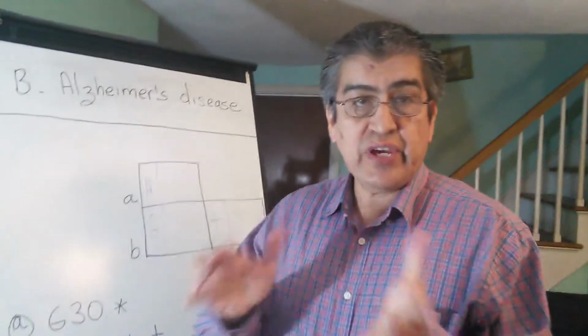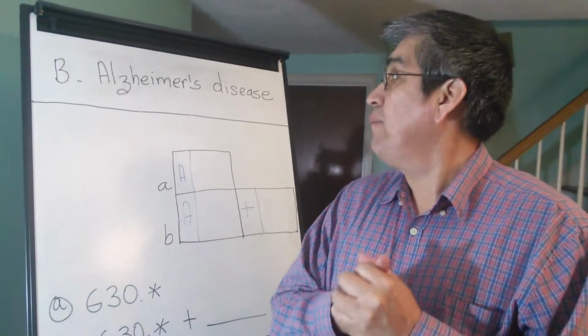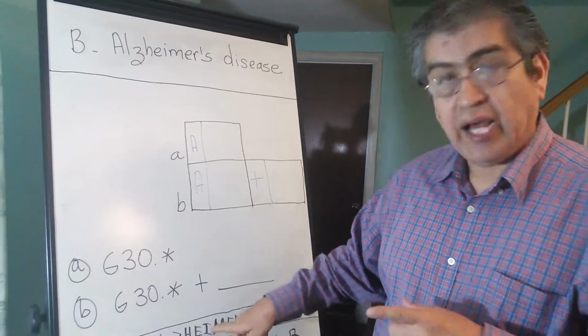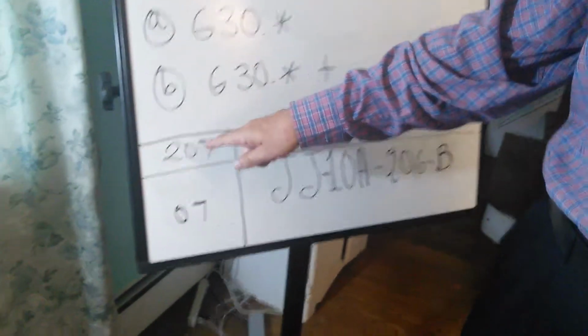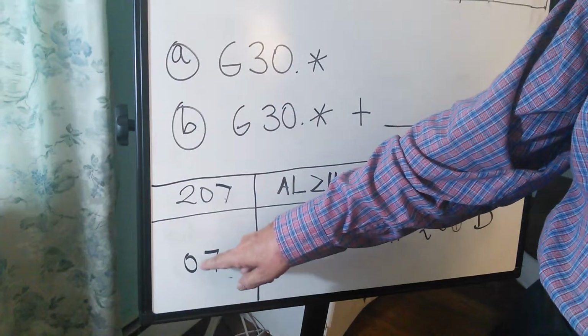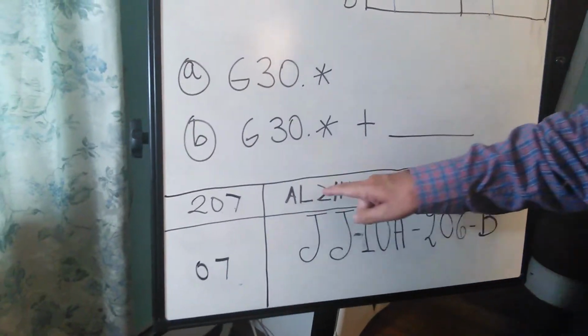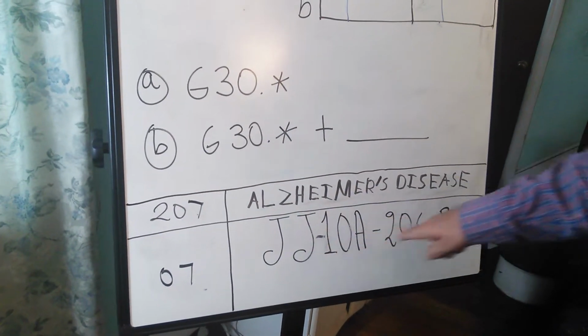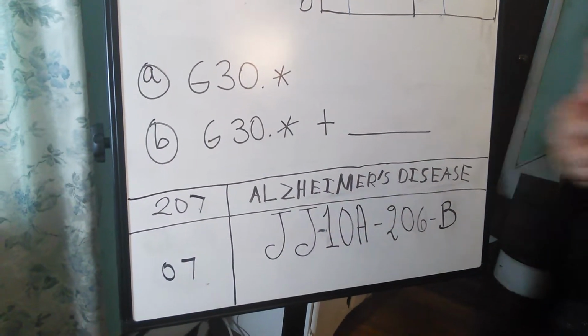Hi, this morning we're doing the theory for the next part of the book, and it's called Alzheimer's disease. You have it here. This is page number 207. There's only one exercise here, exercise 07, which we'll do tomorrow. And the title of this section is Alzheimer's disease, and this is the code of this video on YouTube.